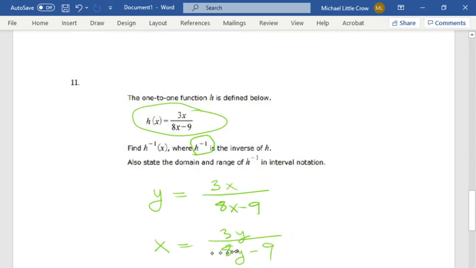So let's get rid of this fraction. Let's multiply both sides by 8y minus 9. We'll distribute through, so we get 8xy minus 9x on the left side, because we distribute the x through. The right side is the easy part. It cancels, this divided by itself is 1, so we just get 3y.